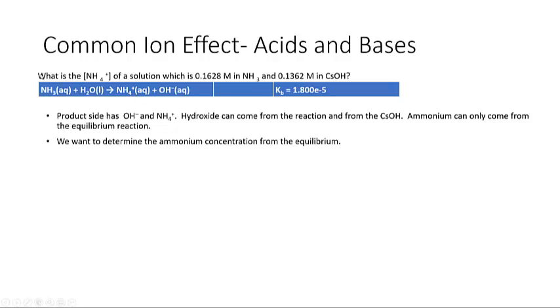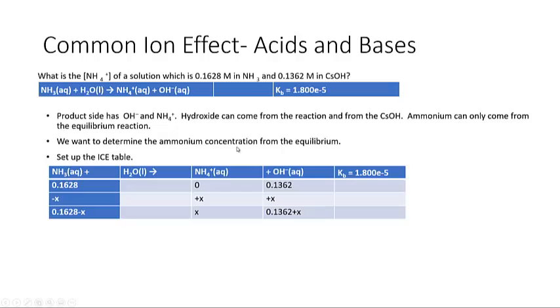So how do we figure out the equilibrium concentration of ammonium, which again can only come from the equilibrium? So we set up the ICE table. The ICE table, remember, stands for initial, change, equilibrium. So we start out with 0.1628 molar ammonia, 0 ammonium, and 0.1362 molar hydroxide. That, of course, again comes from the strong base.